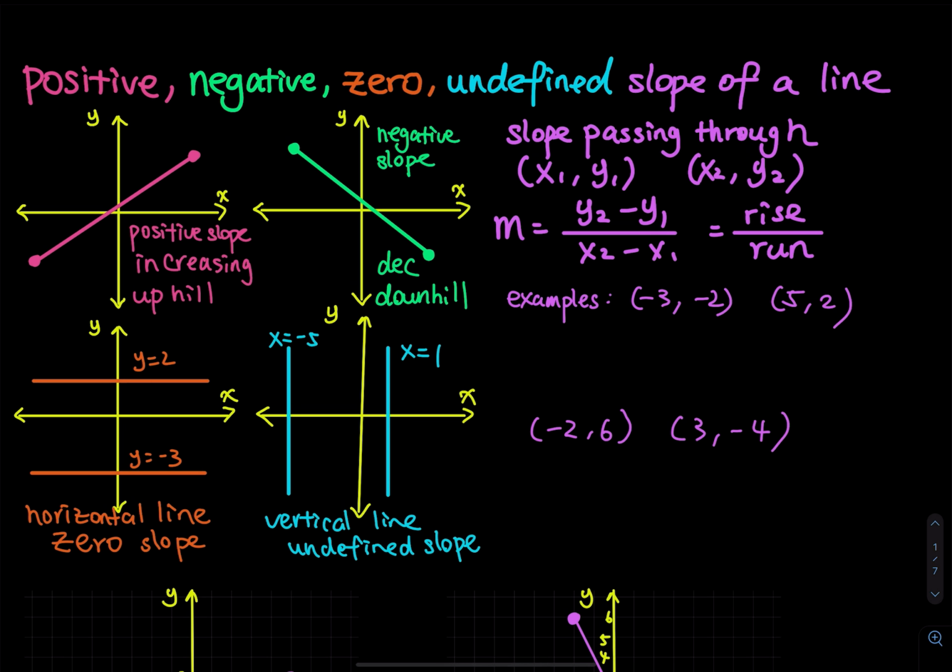And then this graph has two horizontal lines, one at y equals 2 and the other one at y equals -3. They are horizontal lines. A horizontal line has 0 slope. So the slope of a horizontal line is 0. And then the last graph, we have two vertical lines, one at x equals 1 and the other one at x equals -5. So for a vertical line, the slope is undefined.